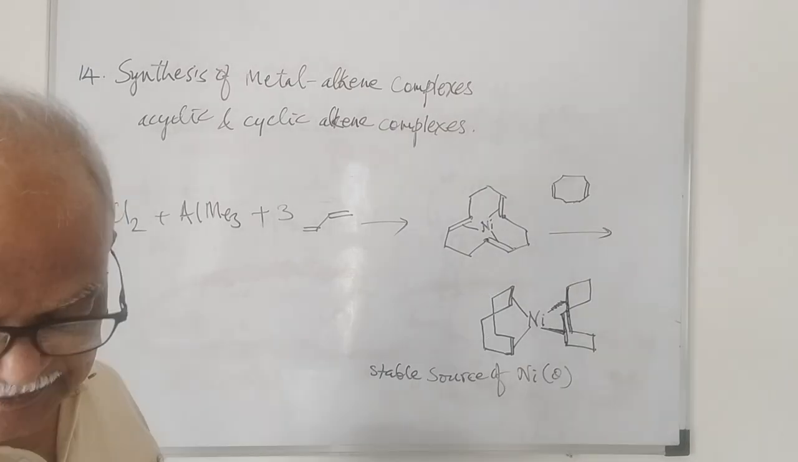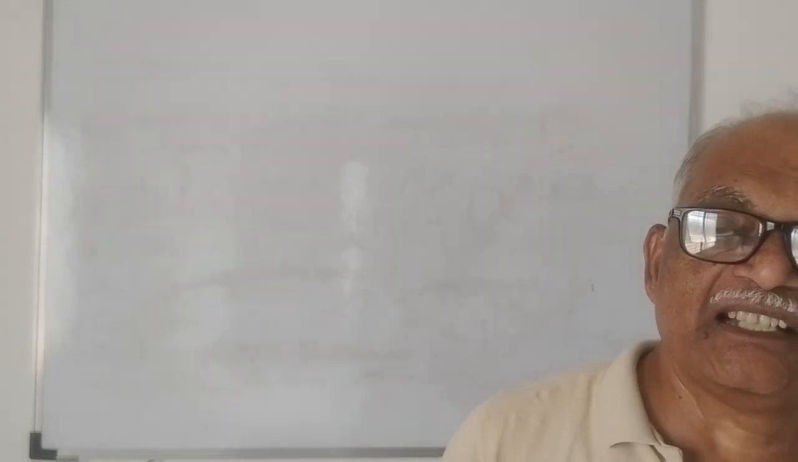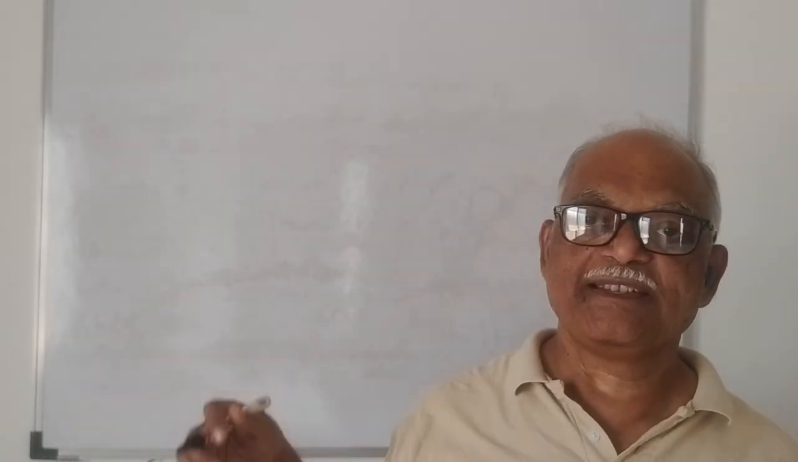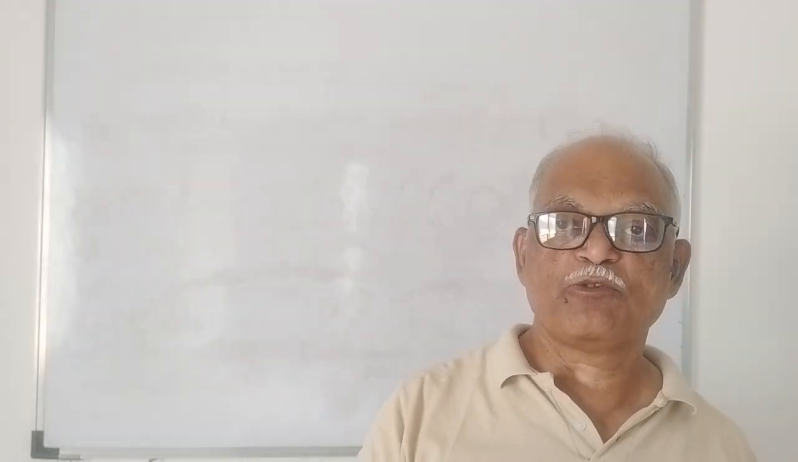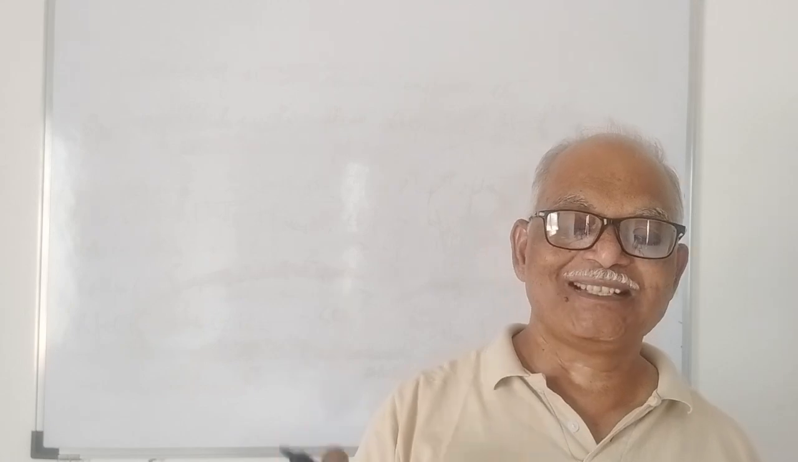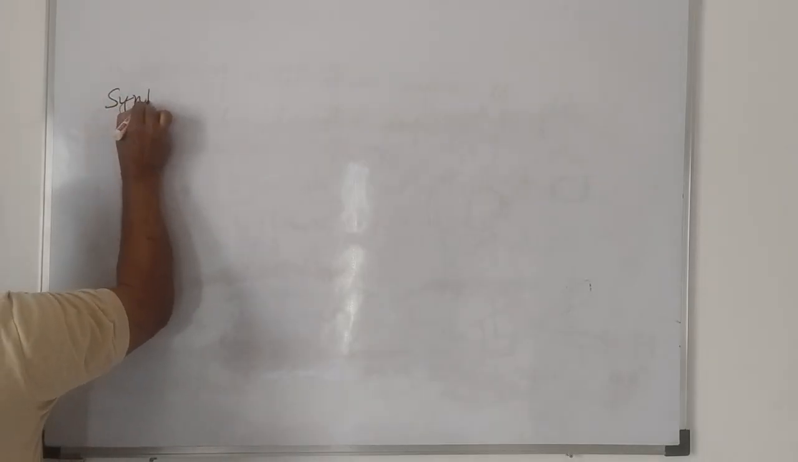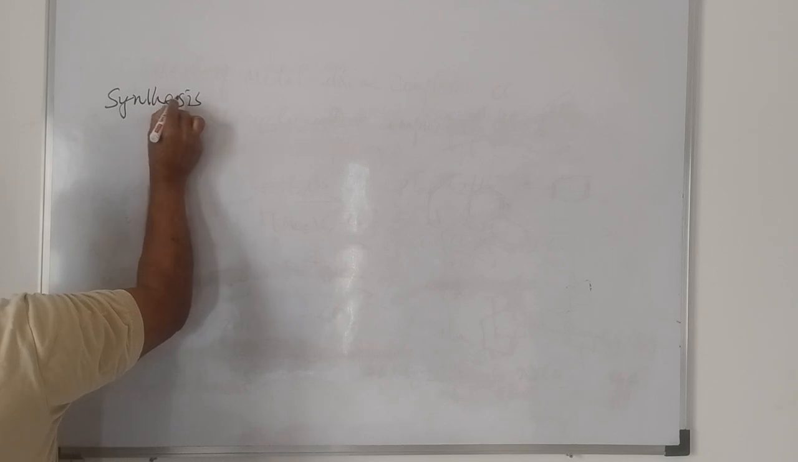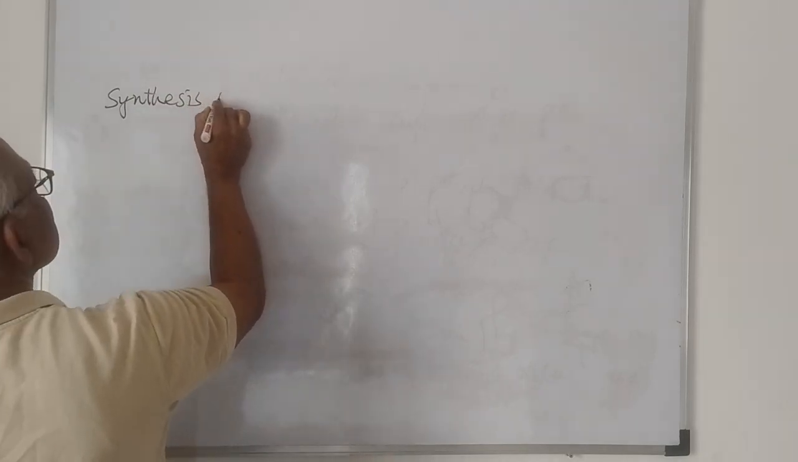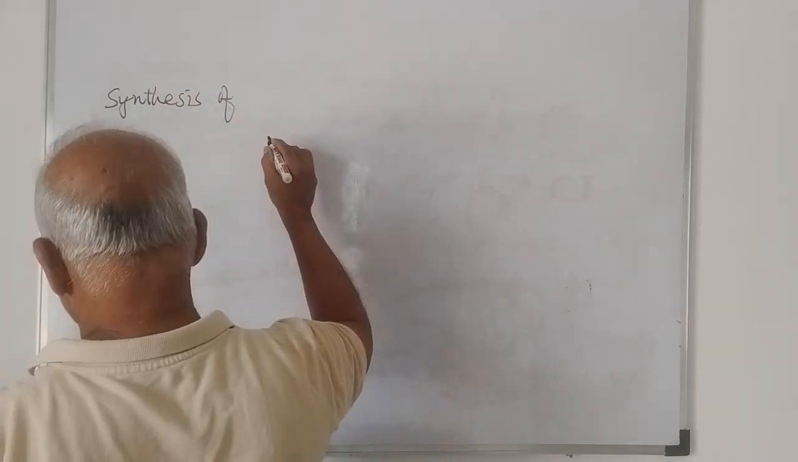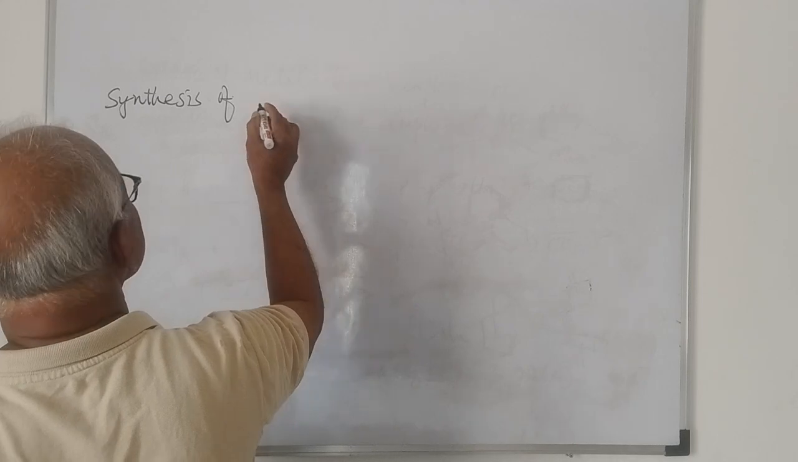So this bonding of nickel with alkene is used as a tool to obtain the stable source of nickel. So after synthesis of organometallic complexes with metal alkene bond, now we will see the synthesis of organometallic compounds with metal alkyne bond. Synthesis of metal alkynes.